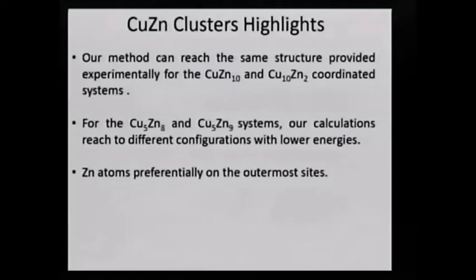However, as we expected, because the resolution of the X-ray diffraction spectra is not very good, for copper 5 zinc 8 and copper 5 zinc 9 we can reach lower energy configurations using our DFT approach. And at least the zinc atoms preferentially go outside of the clusters, performing the binding with CP star more easily. Okay, so that's what I wanted to show you today. I want to thank you all, and I'm open to questions.